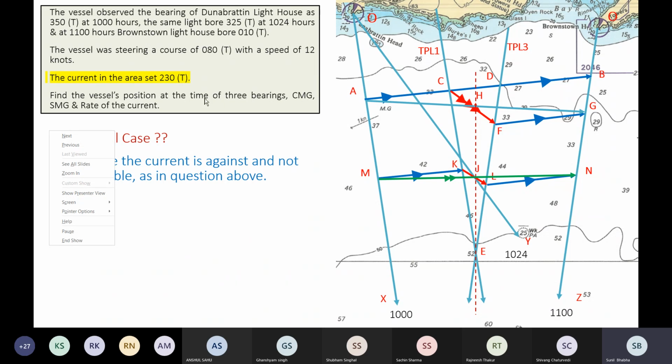Now the direction of the current has been kept to 230. So this is the only change now. The direction of the current in this case is 230. With this, let us see what is the problem which we are going to face and how do we take care of that.